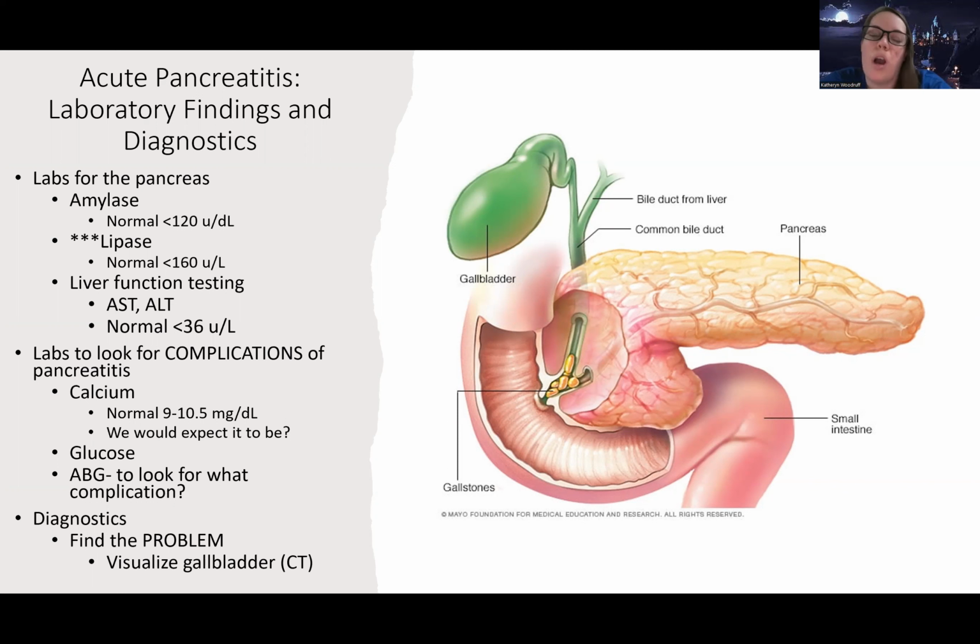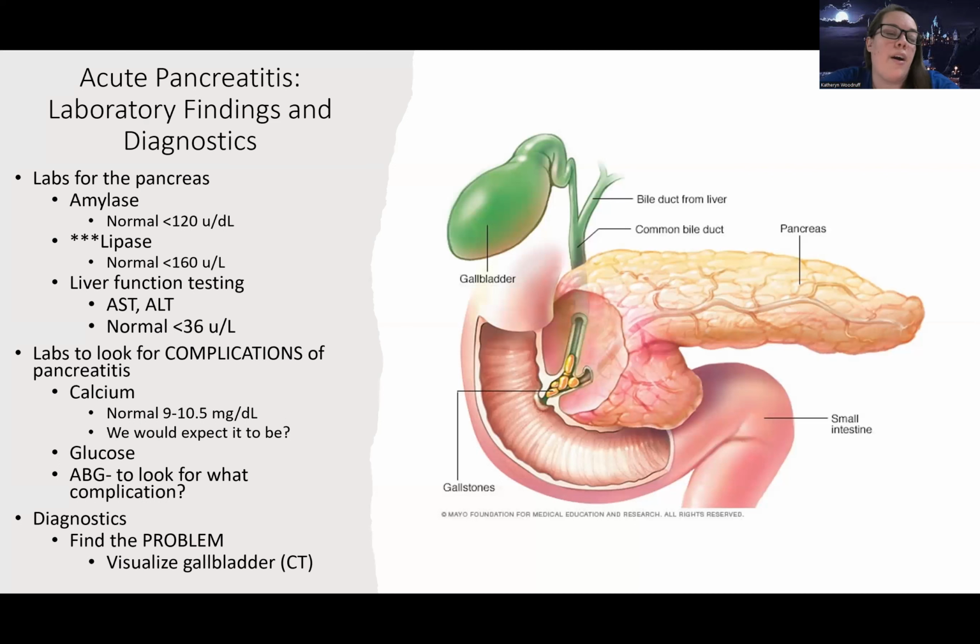We talk about that more with chronic, but we do want to keep an eye on their glucose, because if the body's fighting inflammation, we want to make sure that the best way that inflammation, infection, and other stuff can heal is if those glucose levels are under control. And then an ABG, and then we have to think about, what complication would this help with? And if you said ARDS, you are correct.